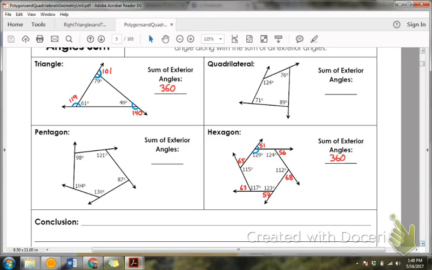So our rule says the sum of the exterior angles of any polygon is always equal to 360 degrees. The sum of the exterior angles of any polygon is always 360 degrees.